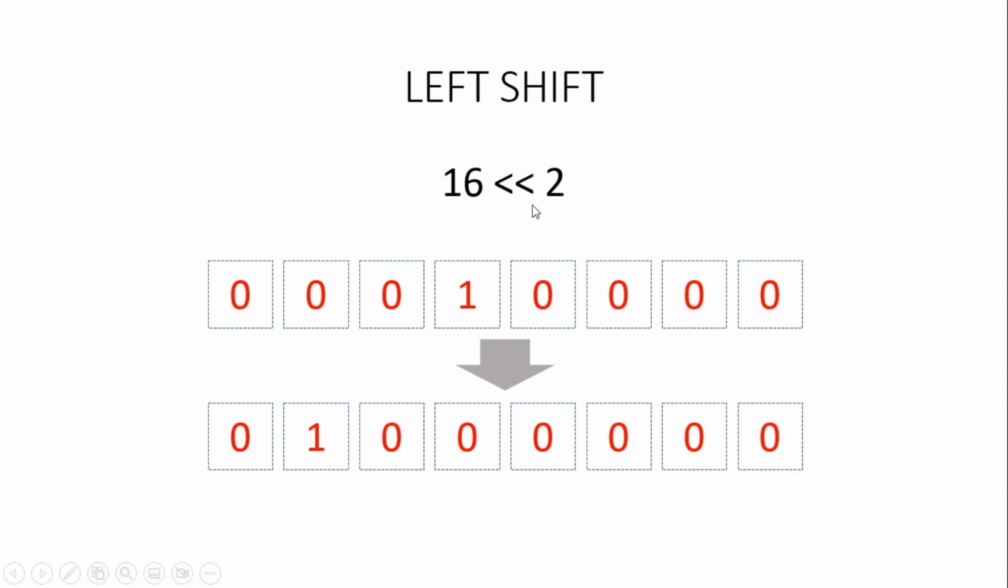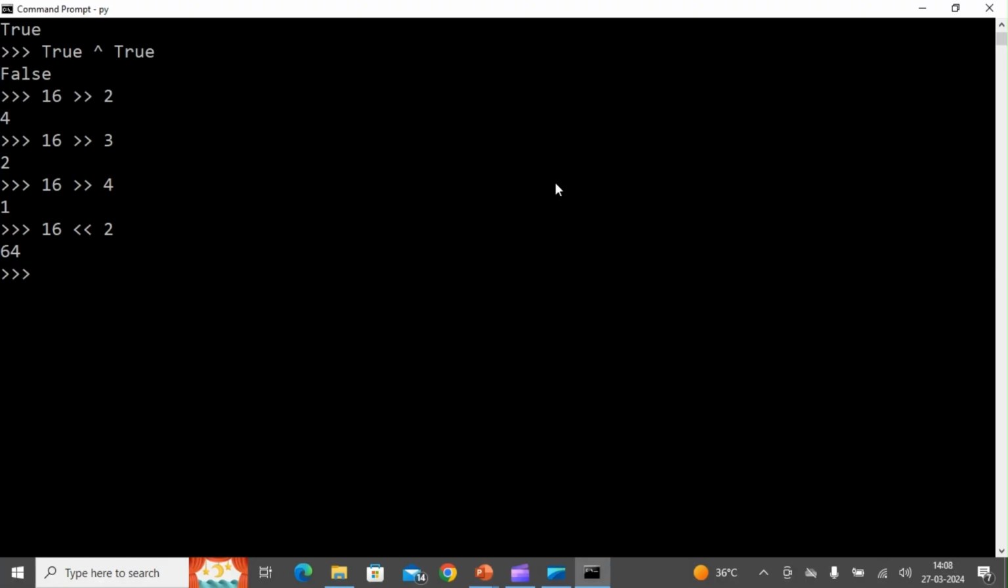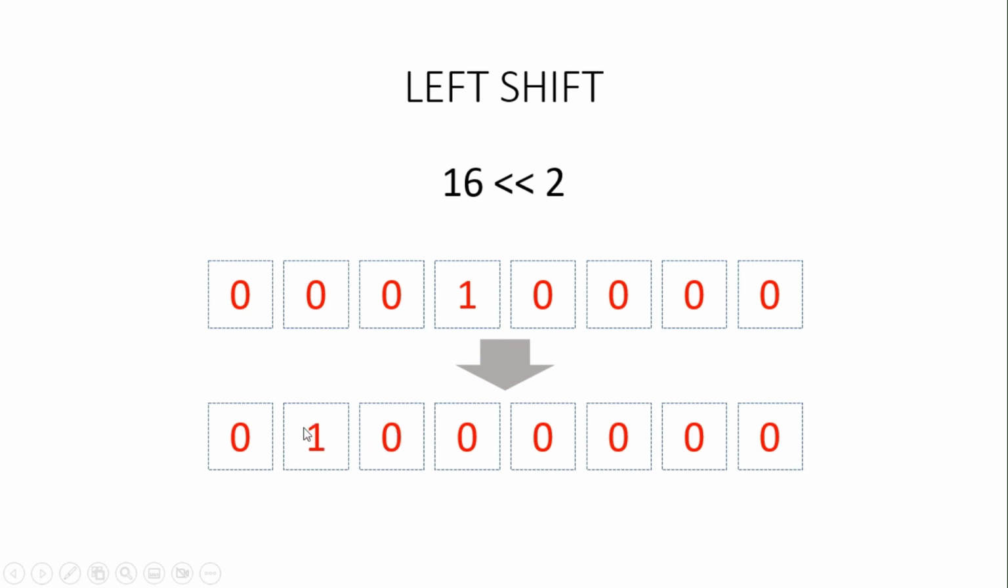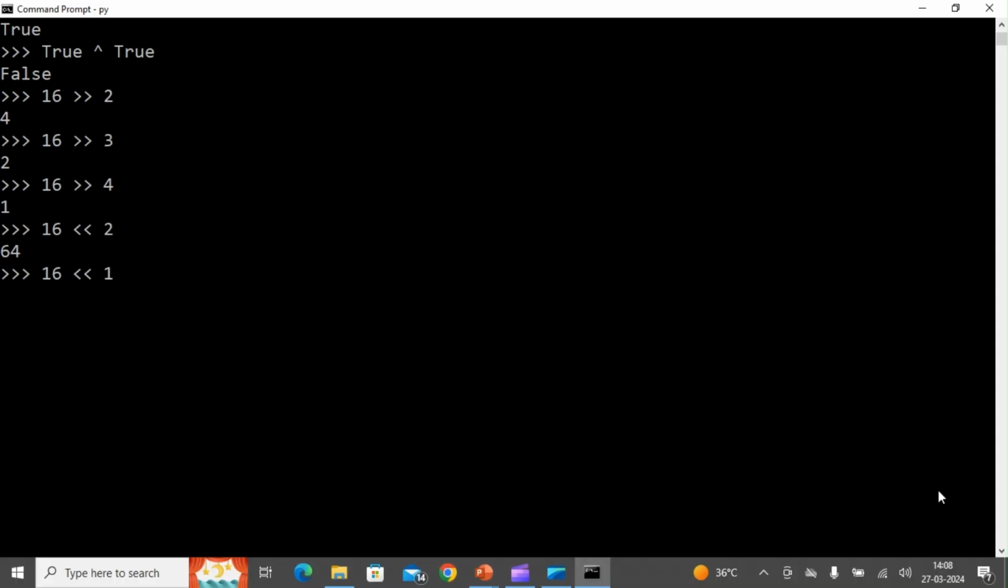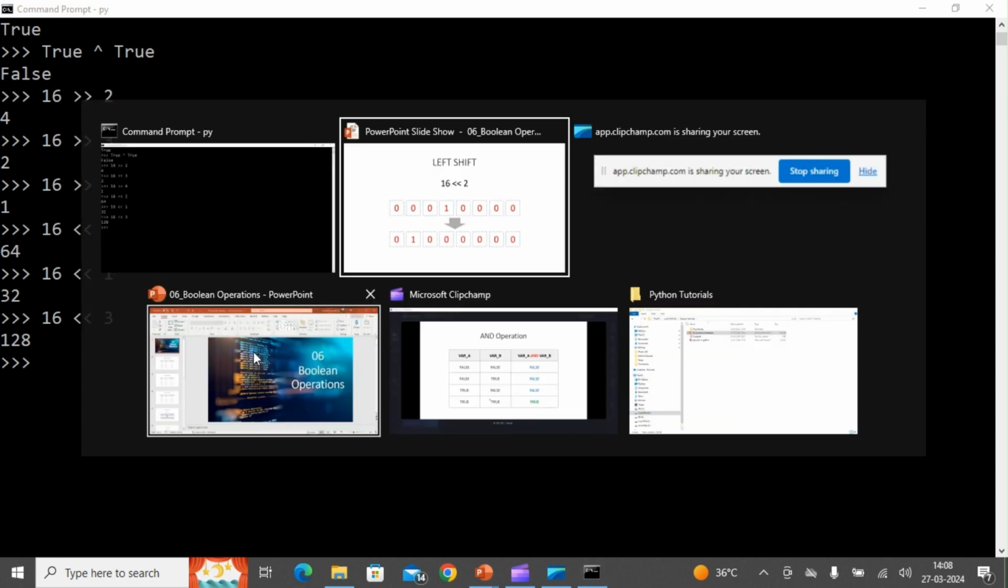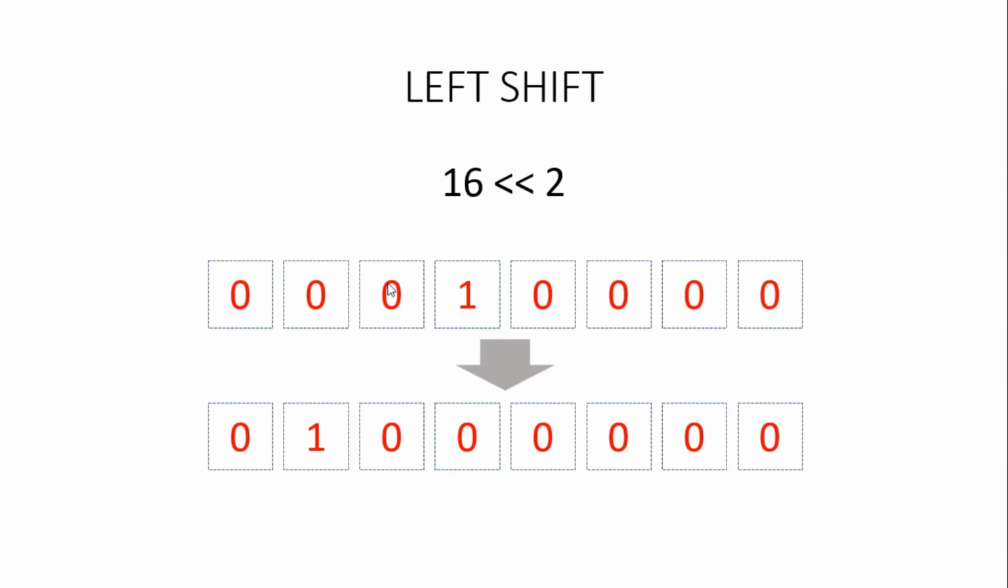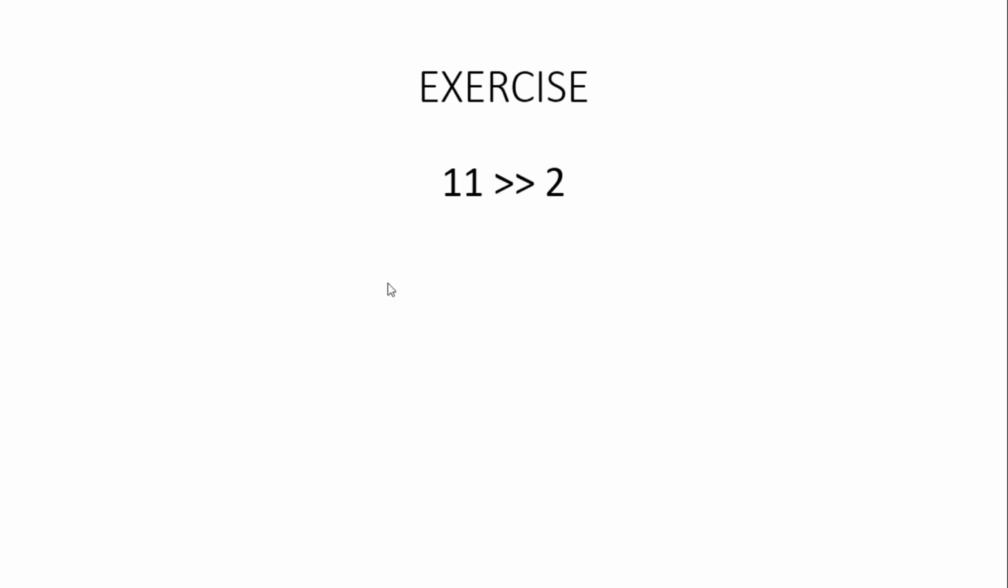What should be the output if I only shift by 1 bit? Let's see, 16 shifted by 1 bit. This should return what? The 1 will come here, here it will be 0, so it will return 32. Let's see. Yes, it returns 32. If you shift 16 by 3 bits, what should it return? Let's see if you guessed it right or not. It returns 128. So this is binary right shift and left shift. Now an exercise for you is to shift 11 by 2 bits to the right.